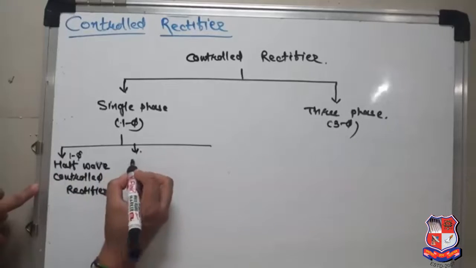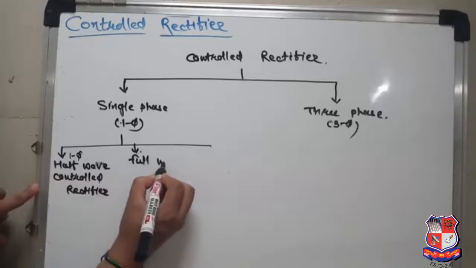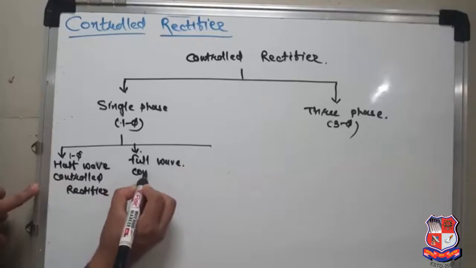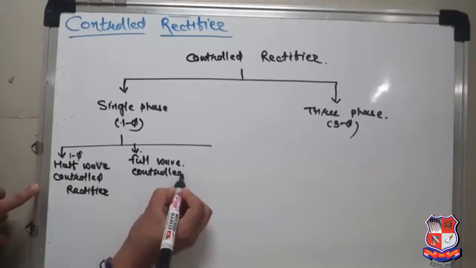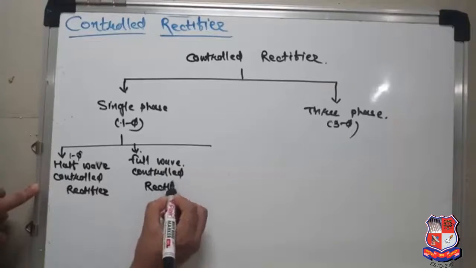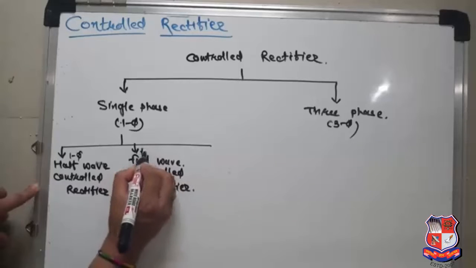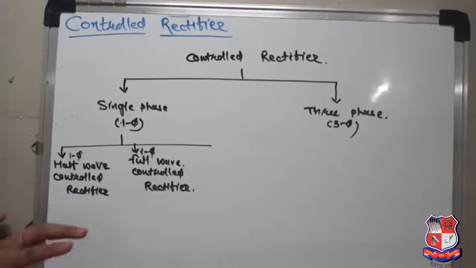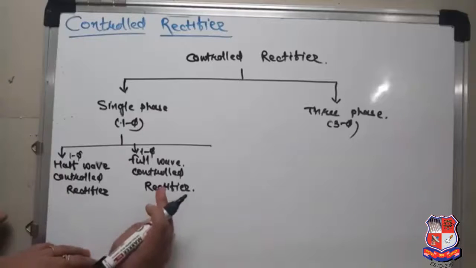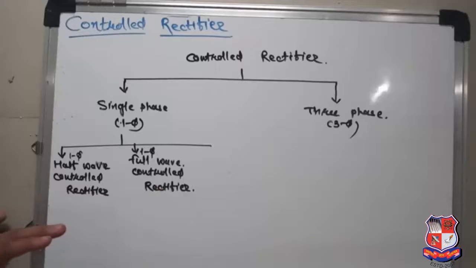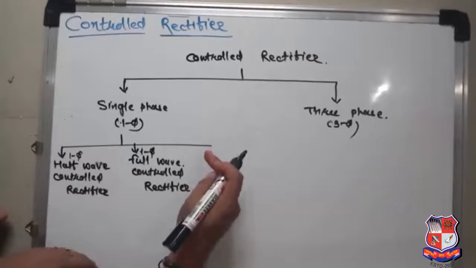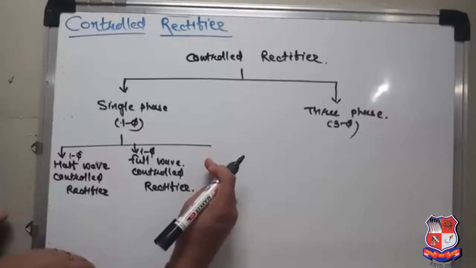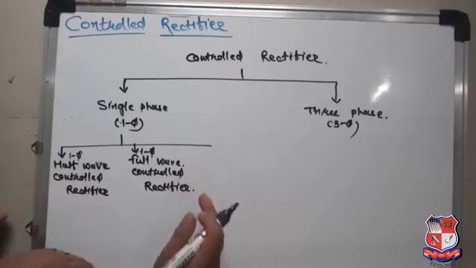Then second, the full wave controlled rectifier. A single phase full wave control rectifier is one in which we are using two phase controlled thyristors to form the rectifier. In this also there are two types. If you are using a center tapping transformer, then that is one category: single phase full wave center tap transformer used to control the rectifier.